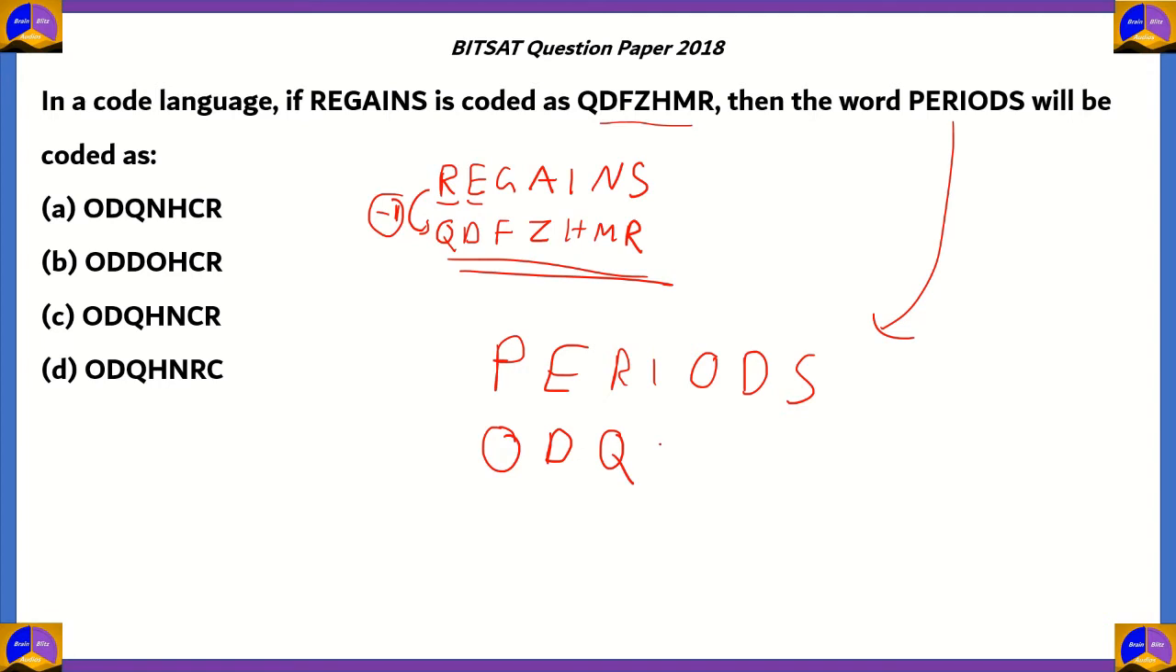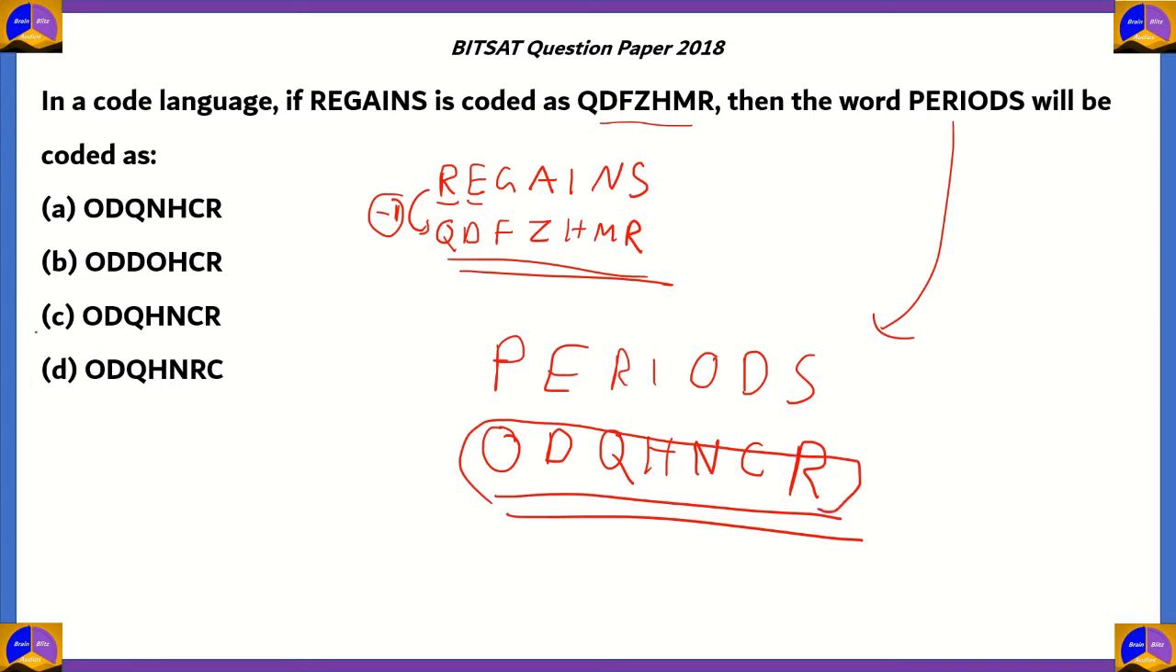Now, what comes before I? F, G, H, I. So before I comes H. So we need to write H here, and again, it's given in the question, I-H. And then what comes before O? N comes before O in the alphabet. So -1. C comes before D in the alphabet, so for D, the code is C. And for S, the code is R, as given in the question. So we have the code language for periods as O, D, Q, H, N, C, R. And this code is the exact same option as option C.